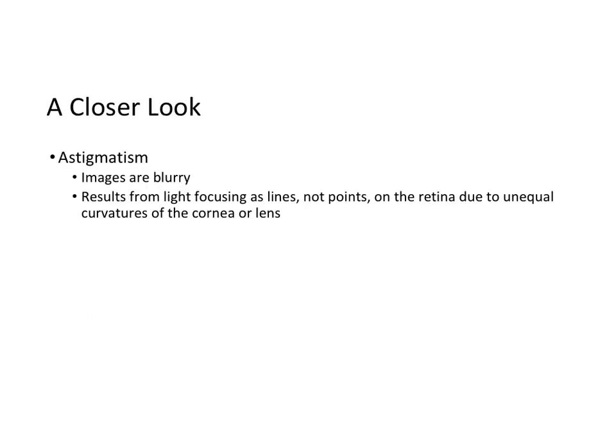Another thing that can cause vision problems is something called an astigmatism. This causes images to be blurry, and it results from light focusing as lines rather than points on the retina, and it's because the cornea or the lens in your eye has an unequal curvature, so it's not a smooth curvature across the whole surface of the lens or the cornea.